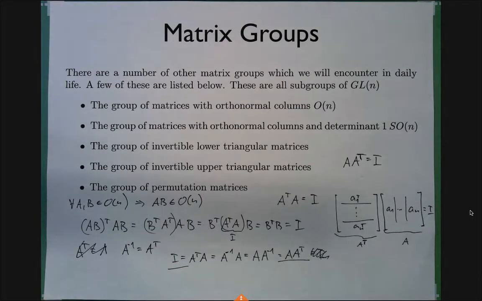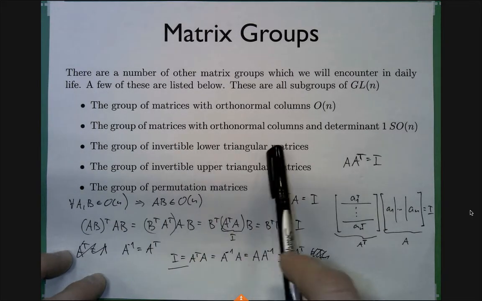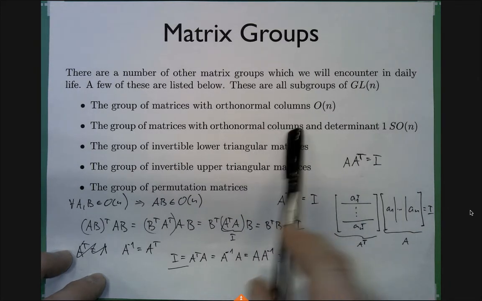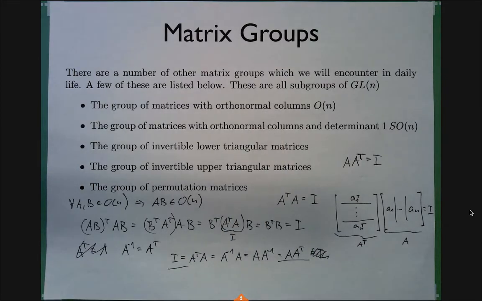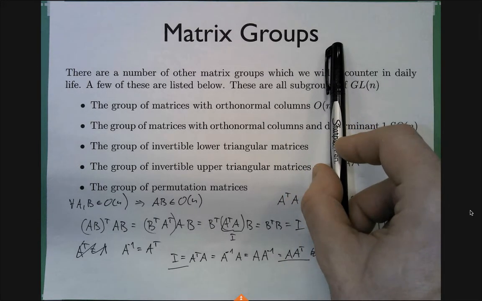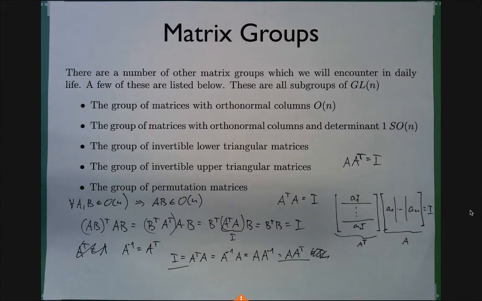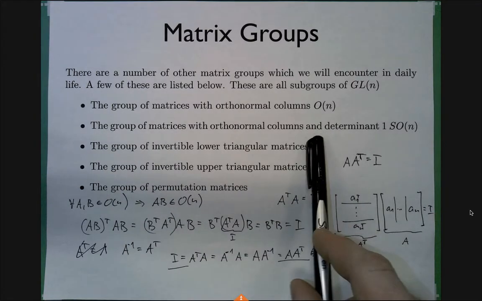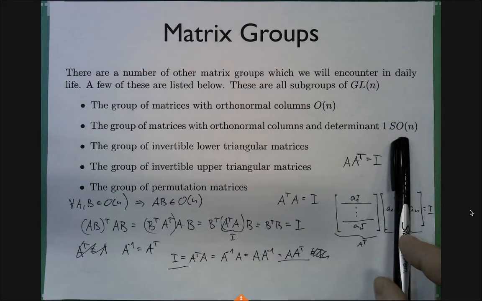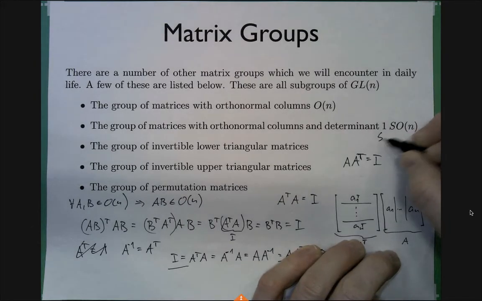Okay, another example of a matrix subgroup is the group of matrices with orthonormal columns and determinant 1. By the way, we don't have to talk about columns or rows anymore. We just talk about orthonormal matrices. If they are square, it doesn't matter. We will need to make a difference between orthonormal rows and columns when we talk about rectangular matrices, but we can save that for later. In the case of groups, we always have square matrices, so we can talk about the inverse. The group of matrices which are orthonormal and have determinant 1 is a very important group called the special orthogonal group.